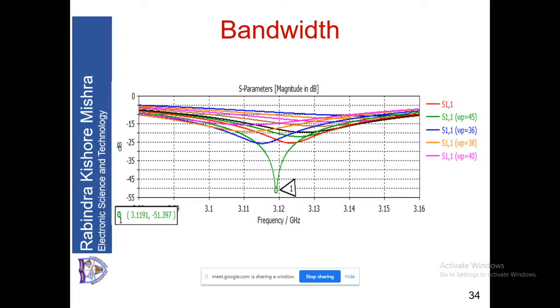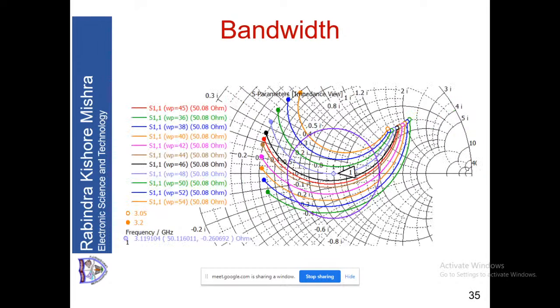Then why does this happen? For that we have to understand how the impedance behavior is. This is only the reflection coefficient. Let us look at the impedance. For impedance what we do is we plot it on the Smith chart. Now again here we are using different W. W equal to 45 is the red curve that you can see, and the green curve is 36, 38, etc.